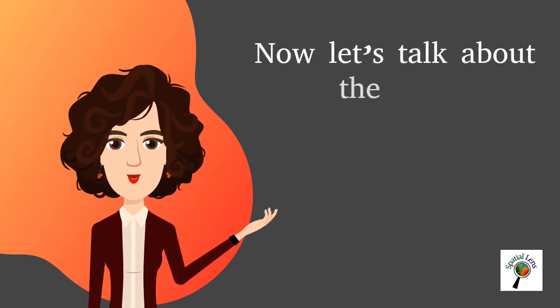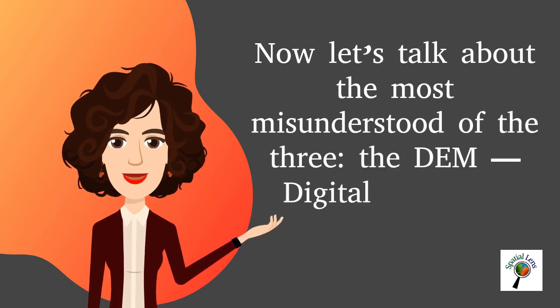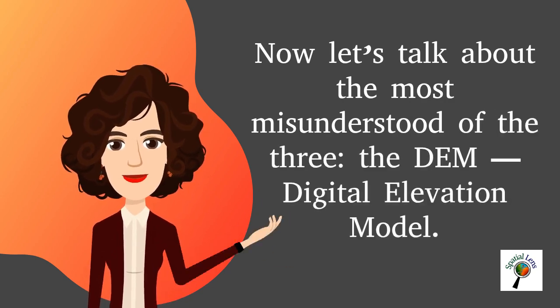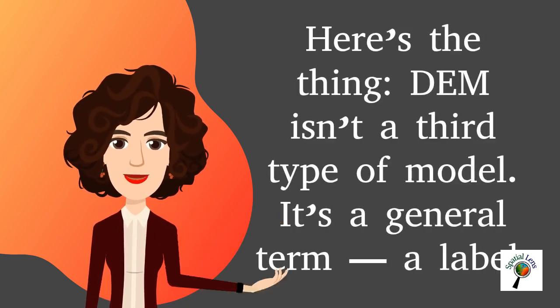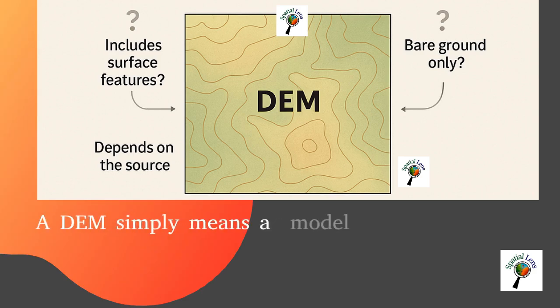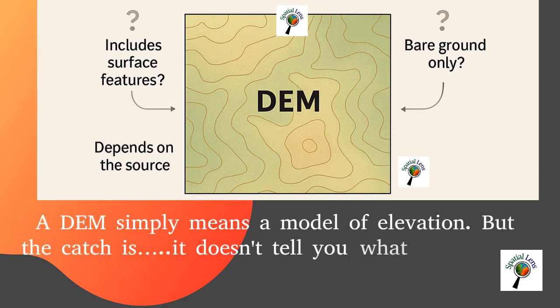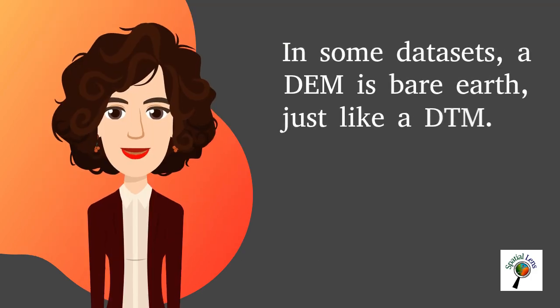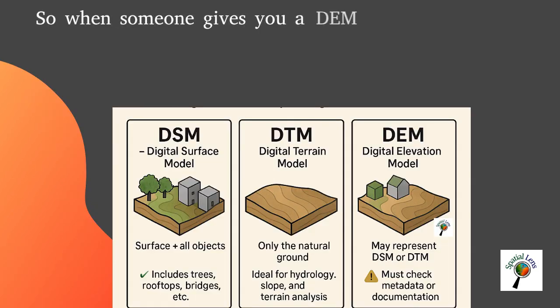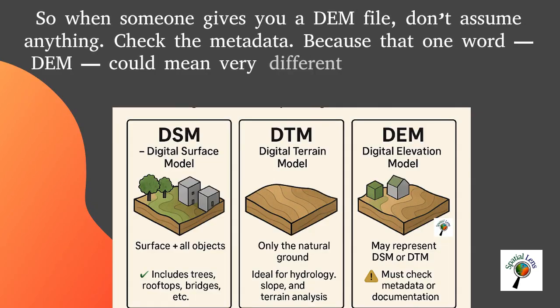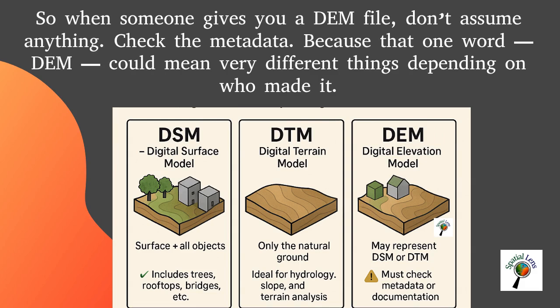Now let's talk about the most misunderstood of the three, the DEM, Digital Elevation Model. Here's the thing. DEM isn't a third type of model. It's a general term, a label. A DEM simply means a model of elevation, but the catch is, it doesn't tell you what is included. In some datasets, a DEM is bare earth just like a DTM. In others, it includes trees and buildings, making it more like a DSM. So when someone gives you a DEM file, don't assume anything. Check the metadata, because that one word DEM could mean very different things depending on who made it.